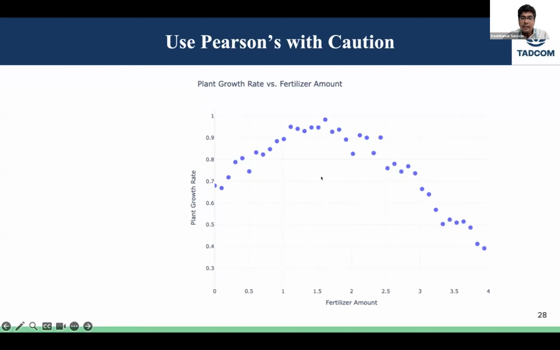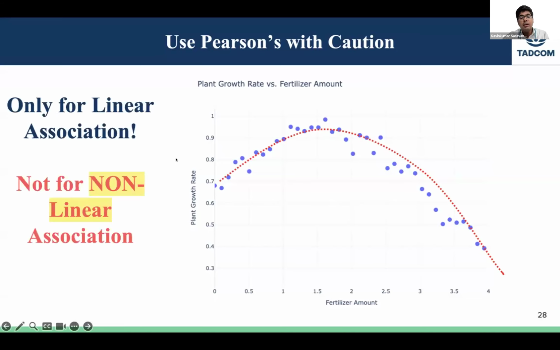So this is an example of which kind of relationship we see in the last image? Curvilinear or non-linear kind of relationship. Yes. So whenever you see this kind of relationship, we could not get a conclusive picture from Pearson's correlation. Pearson's correlation is only applicable for linear association. It is not for non-linear association at any given instance.